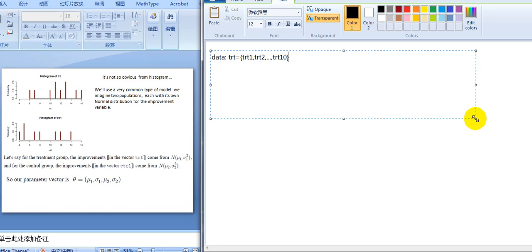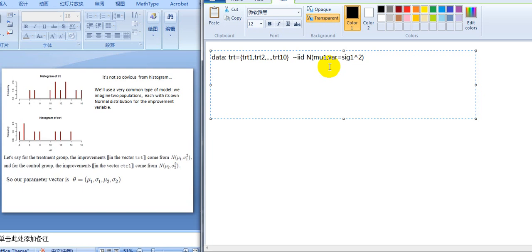there are 10 treatment groups. They are IID, meaning independently identically distributed as normal distribution, with mean mu1 and variance equal to sigma 1 square. So that's the first part of data.